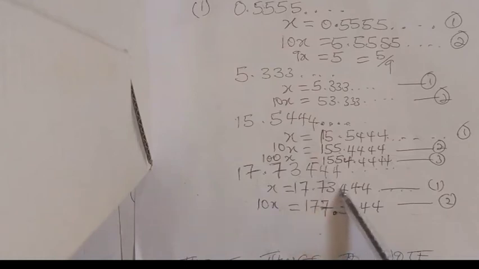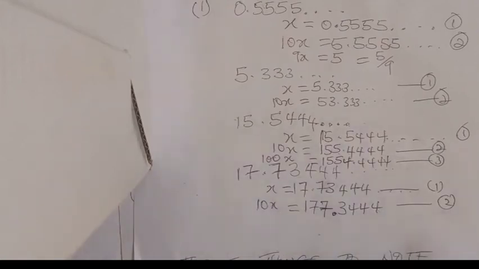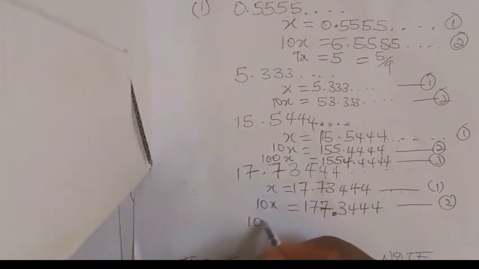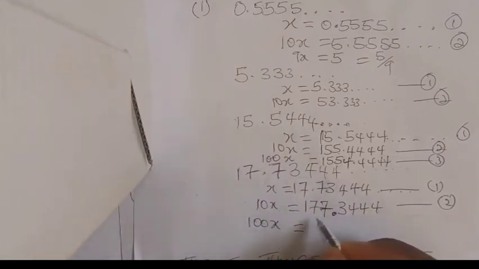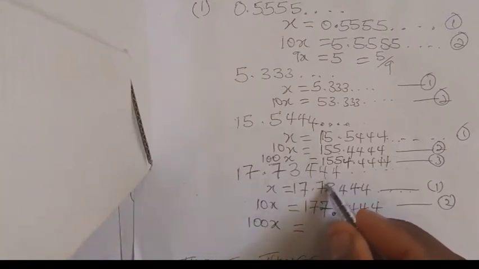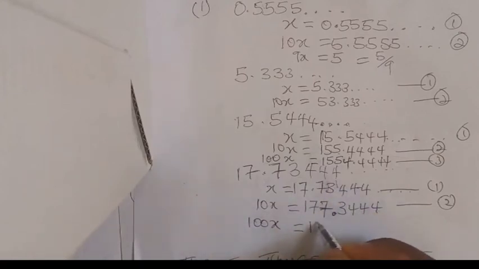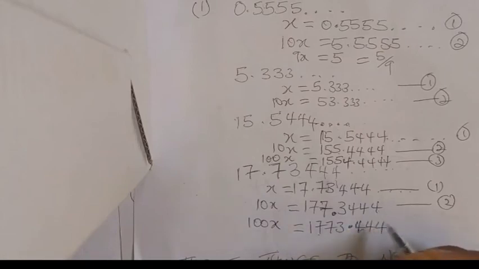So you ask yourself, is the right hand side of this equal to this? Obviously no. So you can't work with these two, and you have to take it a step higher. The second multiple is 100. So 100x equals, and the decimal point will move twice, so you have 1773.444. That's equation 3. Can you work with these two or these two?